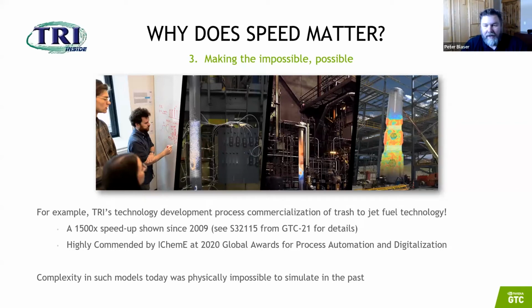This was highly commended by the IChemE, International Chemical Engineering Society, at their 2020 Global Awards in the Process Automation and Digitalization category. And what we reported at last year's GTC is that a 1500x speed up was shown since 2009. And so you can find that. We have playback of that available. Now, here's the thing. The types of models we're running now, not physically possible to simulate in the past. And really what this multi-GPU technology is doing is making what was previously impossible possible and solving some of our planet's toughest sustainability challenges in the process.